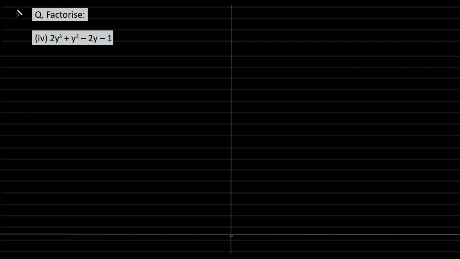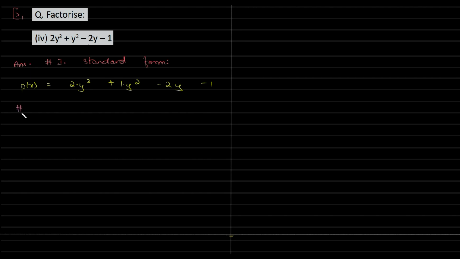Factorize 2y cube plus y square minus 2y minus 1. So the very first step would be to write it in standard form. So we have p of x, which is equal to 2 into y cube plus 1 into y square minus 2 into y minus 1.